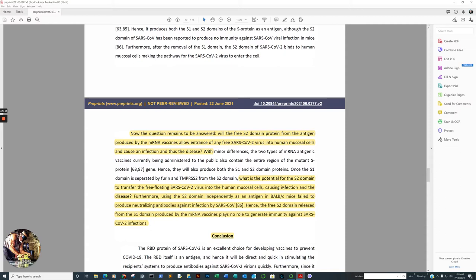Let's continue to read through it. What is the potential for the S2 domain to transfer the free-floating SARS-CoV-2 virus into the immune mucosal cells, causing infection and the disease? Furthermore, using the S2 domain independently as an antigen failed to produce neutralizing antibodies against infection by SARS-CoV. Hence, the free S2 domain released from the S1 domain produced by the mRNA vaccine plays no role to generate immunity against SARS-CoV-2 infections. So why is it there? And especially since it has the ability to not help. Let's put it that way.